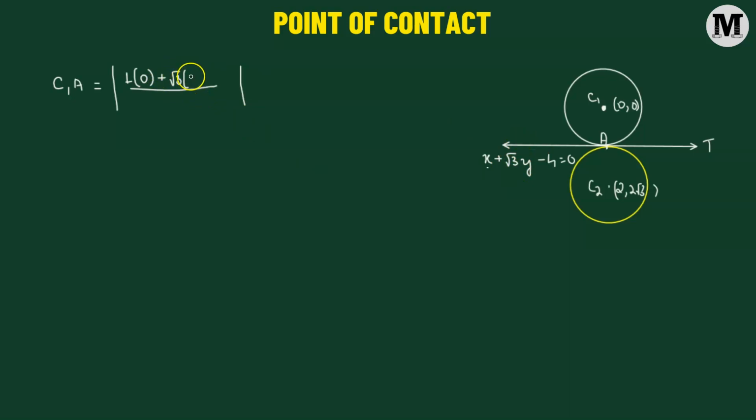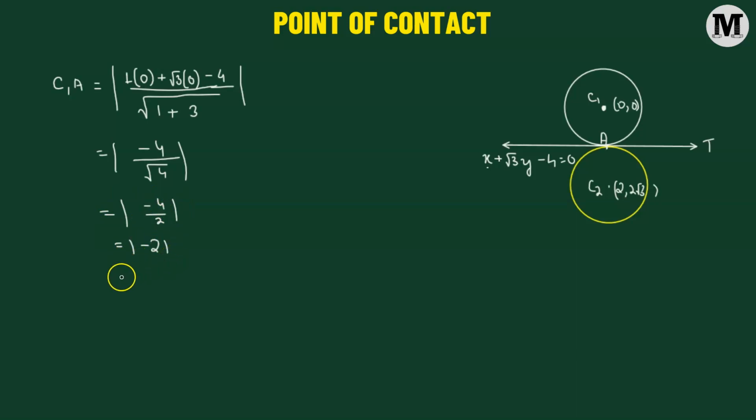Square root of 3 gets multiplied to the y coordinate of the center, which is 0 as well. And we are going to add the constant term. So that's negative 4, divided by the square root of 1 plus the square of the coefficient of y, square root of 3 squared, which gives us 3. So this will be equal to negative 4 divided by square root of 4. Now square root of 4 is simply 2. We have negative 4 over 2, or the absolute value of negative 2. We'll take the positive value, so C1A comes out to be 2 units.